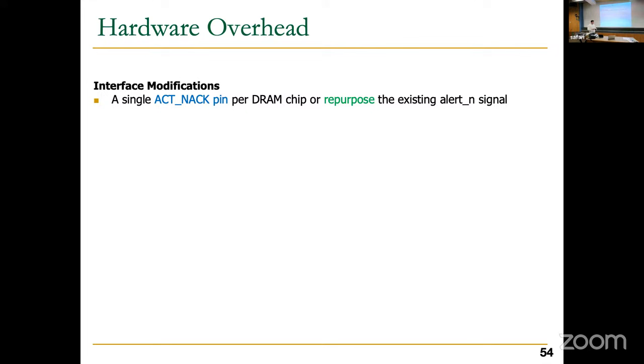Basically, if you have a module, you can add a single pin between the socket where the module is placed and your processor. In case you have multiple chips, unfortunately, you have to add multiple pins. But the overhead is very small compared to how many pins you have in today's systems. The second approach is to repurpose the existing signal, ALERT_n, and use it for activate rejection as well as whatever purpose it has today.